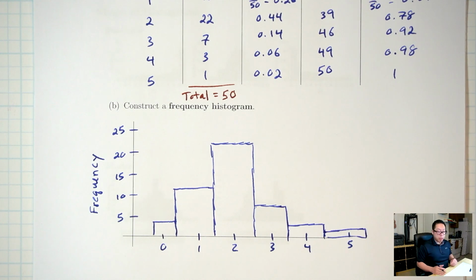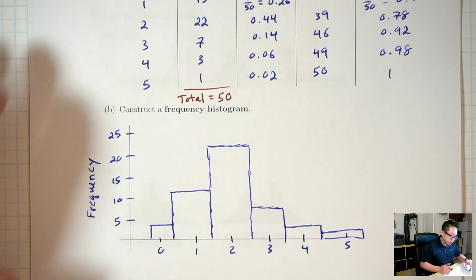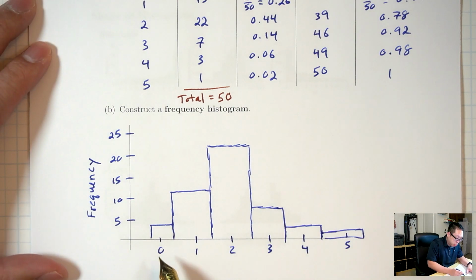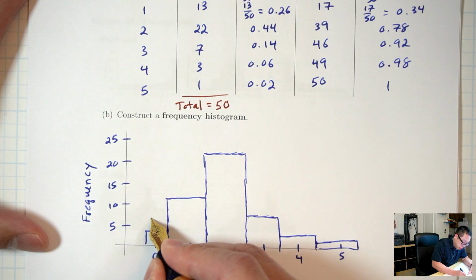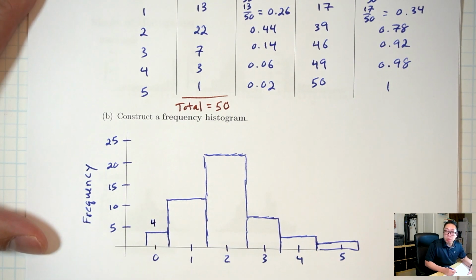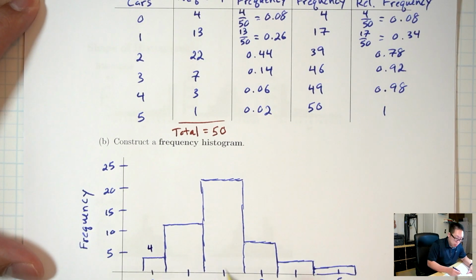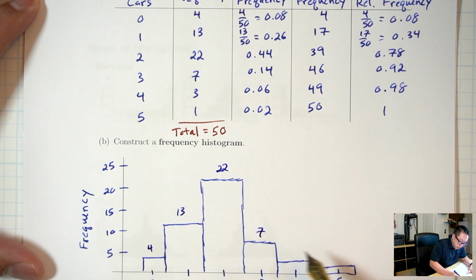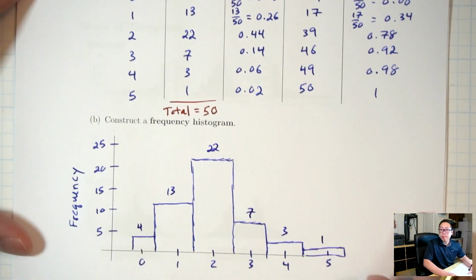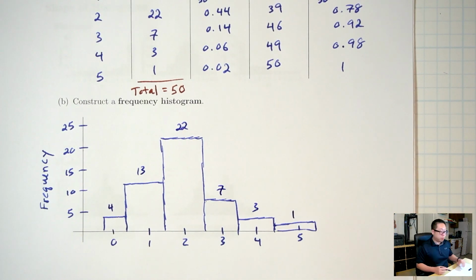And that's a histogram. And then usually to make it easier for your reader, I'm going to label the heights of the bars. So this first bar was supposed to be height 4. So I'll just write 4 here. The next one is 13, 22, 7, 3, and 1. Okay, and that's a frequency histogram.